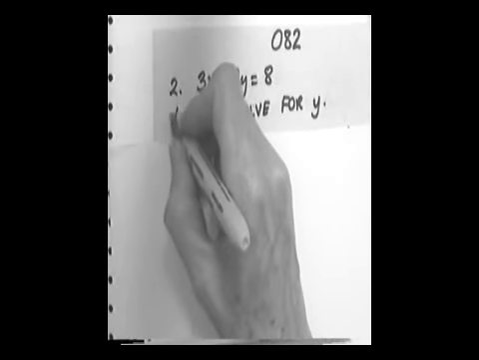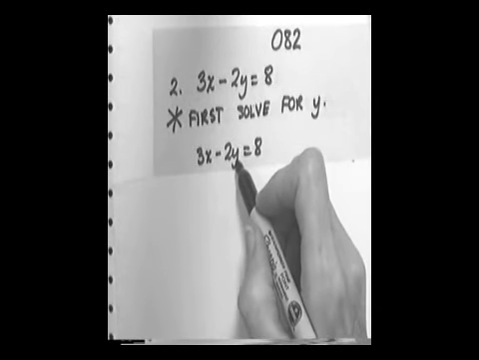First, solve for y. A crucial step. Be sure you do this. To solve for y, we copy the equation and then proceed to get y by itself. 3x subtract 2y equals 8. We're trying to get y by itself.